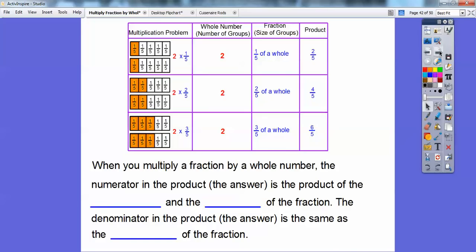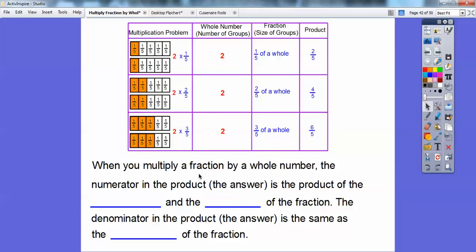Then I noticed it said something like this. When you multiply a fraction by a whole number, the numerator in the product, which is the answer, is the product right here. So the numerator, which is this 2, this 4, this 6 right here, is the product of, did you see this, you guys? Look, this times this is this. This number, which is 2, times this red 2 is this 4. Notice the denominator stayed the same. This 3 times this 2 gave me this 6. Notice the denominator stayed the same.